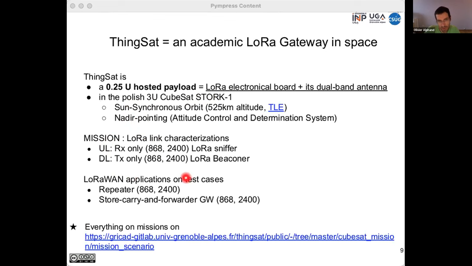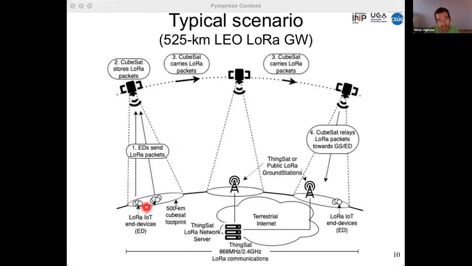So one typical scenario is this one: we want to have a LoRa IoT device on the ground, being able to send LoRa packets to this CubeSat. This CubeSat is going to carry those LoRa packets, store them, carry them, and when the CubeSat is above the destination for the experiment, we want it to relay the packets toward the ground station or IoT devices also. So the ground stations are linked to a cloud where they gather all the data.